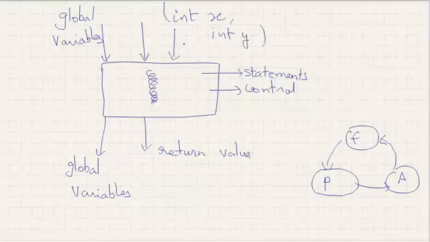So right now we will worry about a simple function that takes a couple of parameters. It does some computations. It returns a value. It can update some global variables, right?